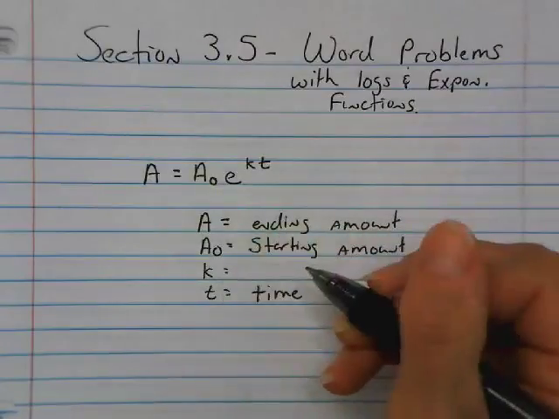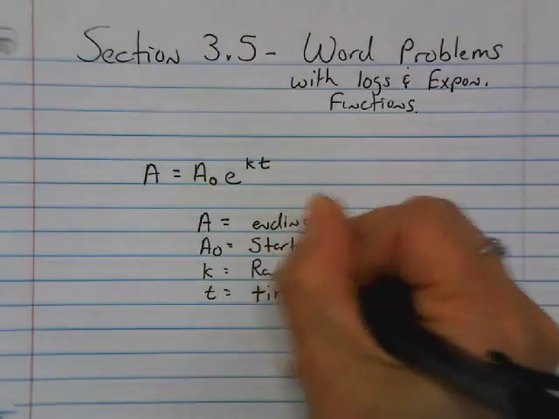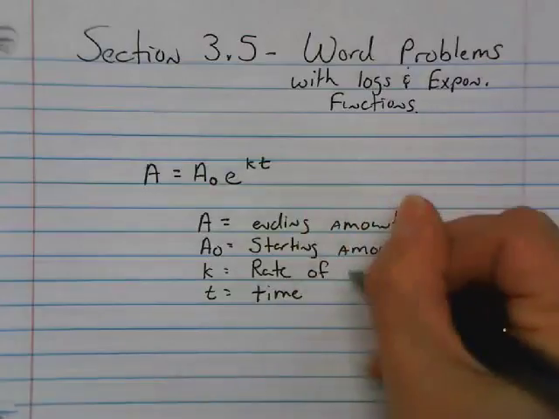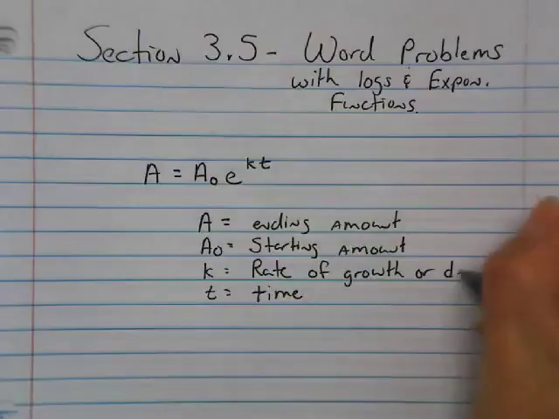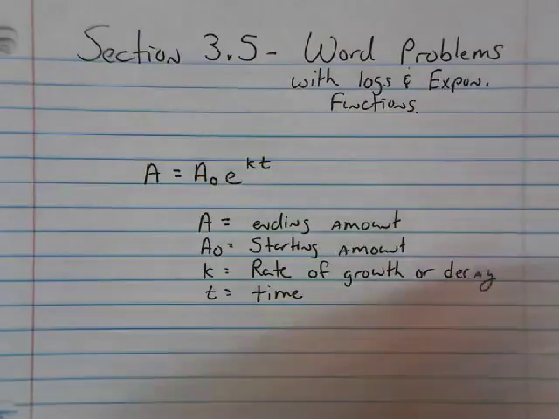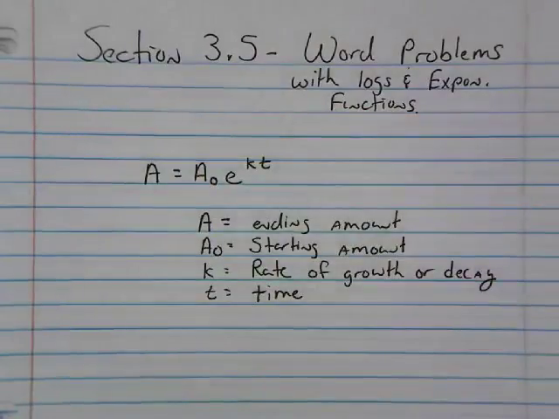And k is the rate of growth or decay. So it's the rate at which, say, bacteria is growing, or the rate at which radioactivity is decaying, something like that.